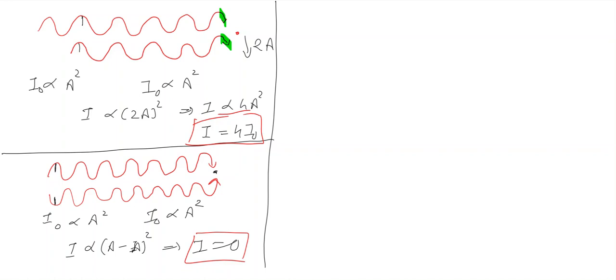So for constructive interference, the intensity should be 4 times the intensity due to an individual wave. For destructive interference, it should be 0. Now, one more thing. Look at this. In this case, the second wave has 1 lambda less, 1 wave less. And then this condition is possible.